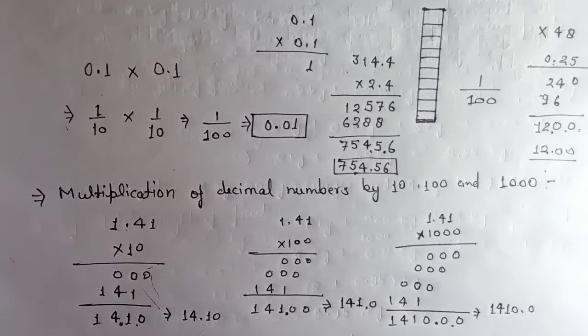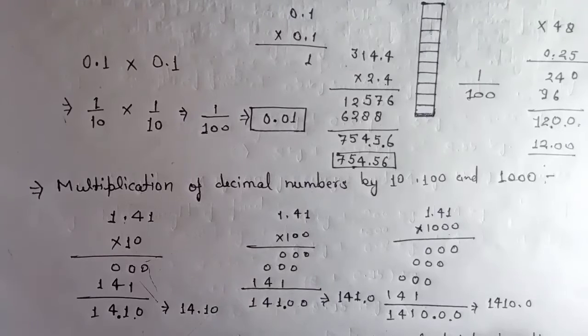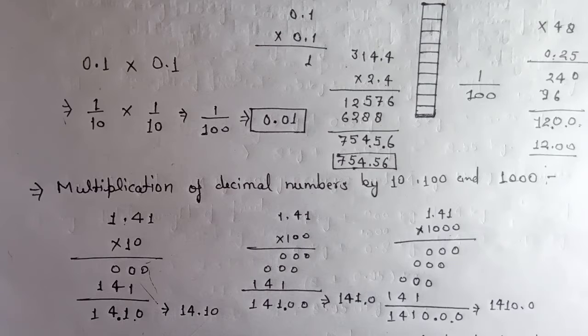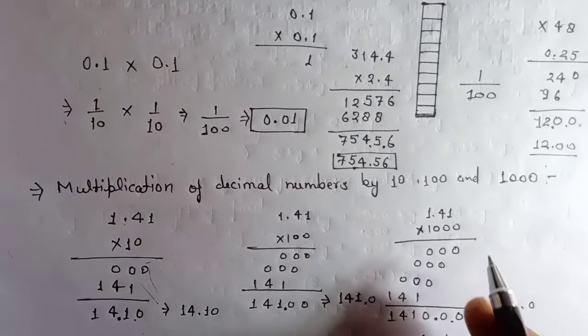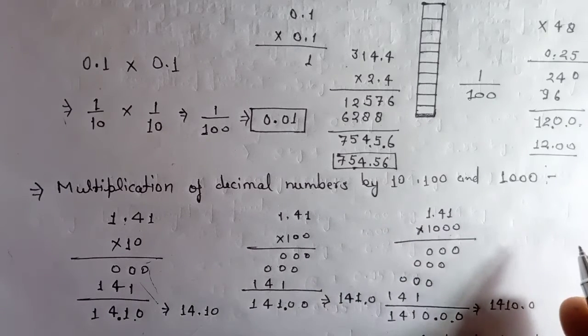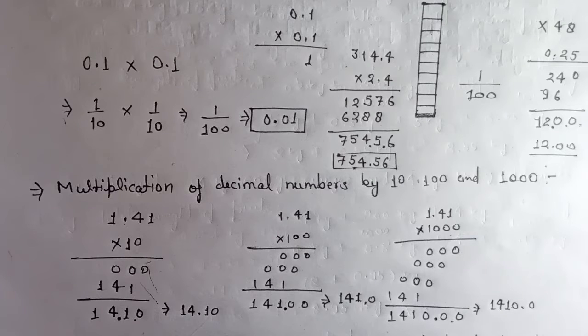In this exercise you will use these ideas. So what we get here, when we multiply a number by 10, 100 or 1000, the decimal sign moves to the right side, and how many digits it moves is equal to the number of zeros in the multiplier. If you multiply by 100, the decimal point moves 2 places. When you multiply by 1000, the decimal point moves 3 times to the right side. So this is the method here.